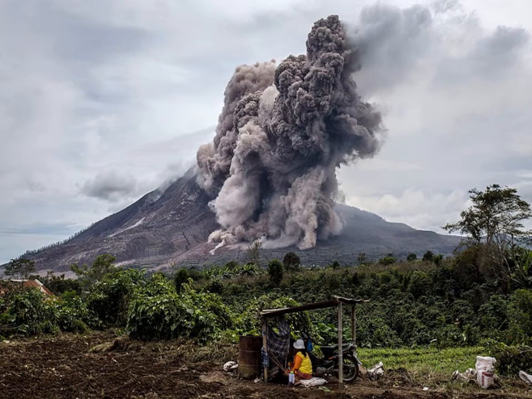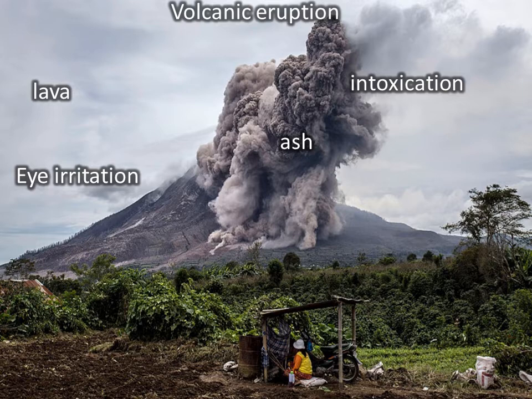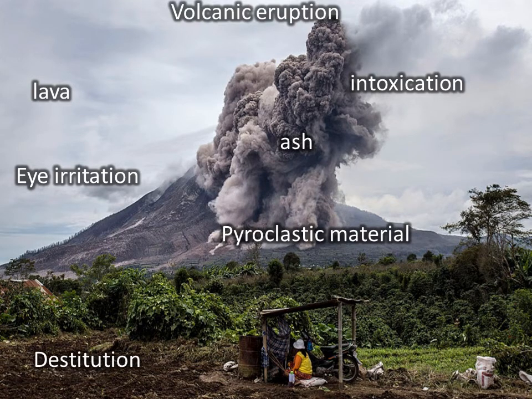This is something that looks more familiar to us, but it could also be very dangerous. In a volcanic eruption, we can see great amounts of ash thrown into the atmosphere, and of course lava, and all of these gases could get us intoxicated, and our eyes could be irritated. And of course, something very dangerous is the pyroclastic material that is thrown from the volcano, and a lot of people who live nearby could be destituted.